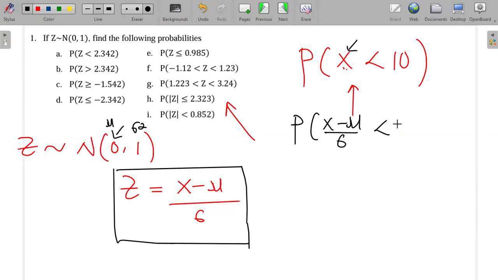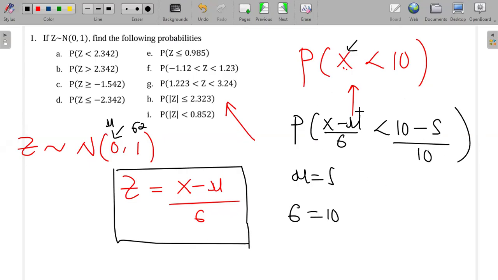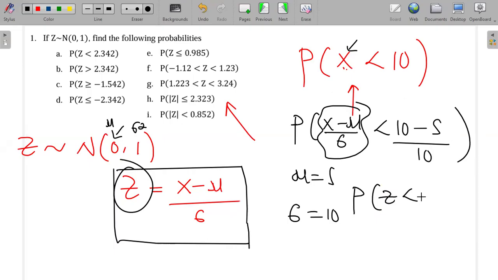We do the same here. We say 10, and then we subtract the actual mean. Let's say the actual mean was 5, divided by, and let's say the standard deviation was 10. So we divide by 10. This side would just be equal to Z, right? So it will be the probability that Z is less than whatever you have here. This is 5 over 10, which will just be 0.5.